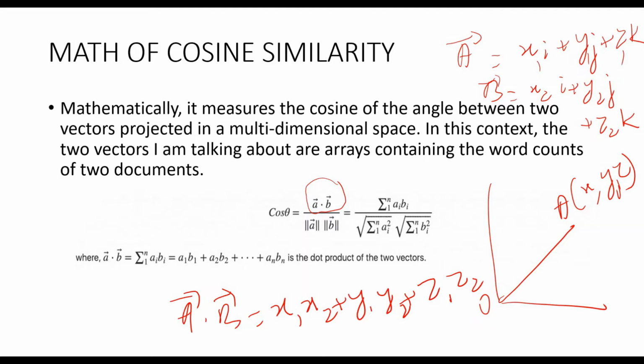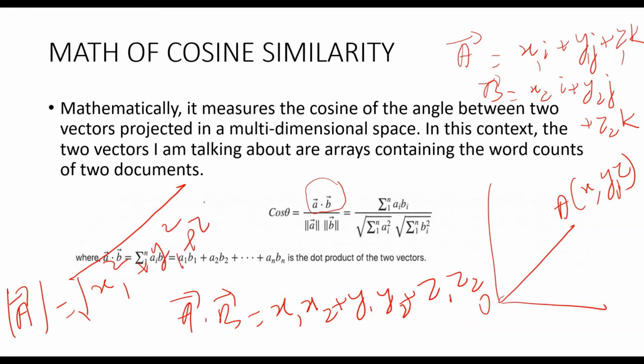What is modulus of a? The modulus of a vector here, the mathematical formula is root of x1 square plus y1 square plus z1 square. That is the modulus of vector A. In the same way, modulus of vector B is equal to root of x2 square plus y2 square plus z2 square. So that is modulus in terms of x, y and z.